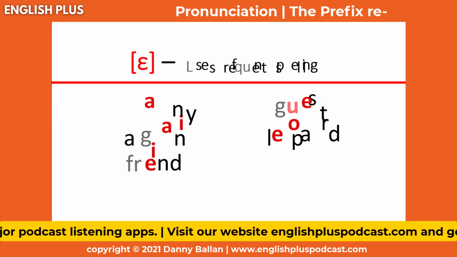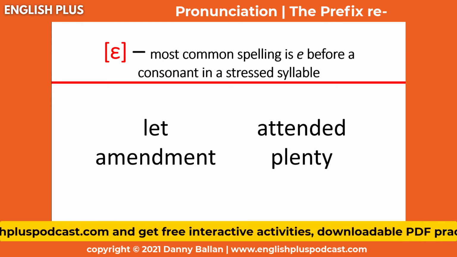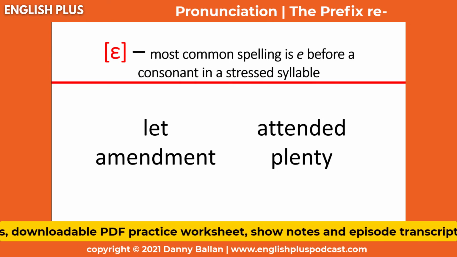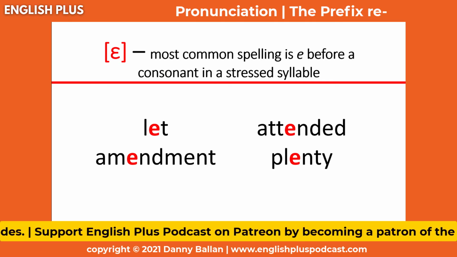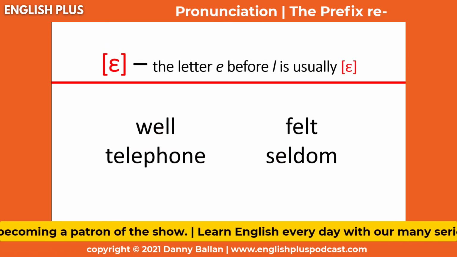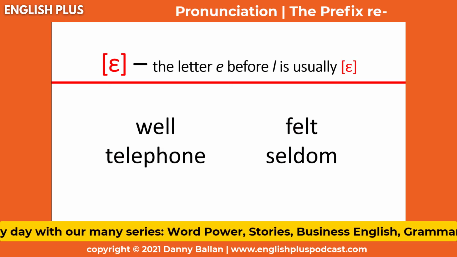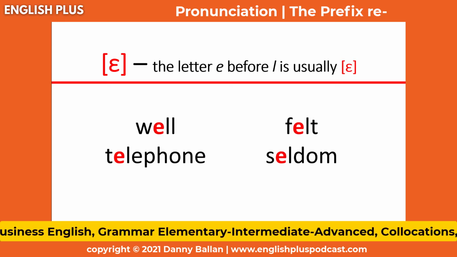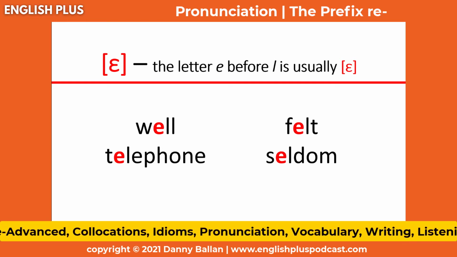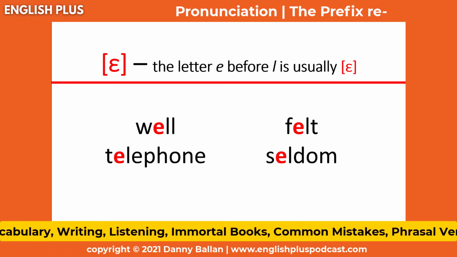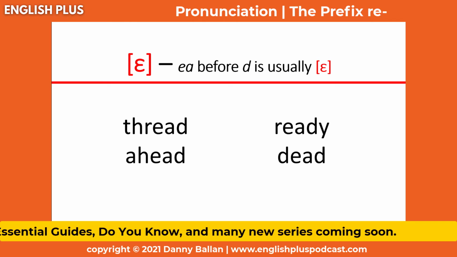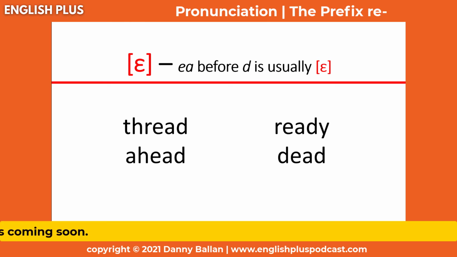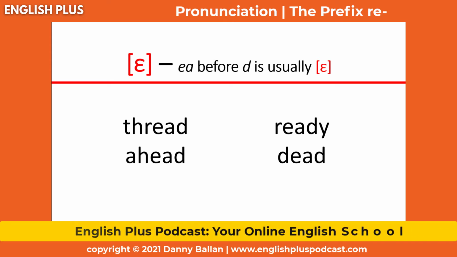And of course, the most common spelling of the sound is the letter E, usually when it comes before a consonant in a stressed syllable, in words like let, amendment, attended, and plenty. And the letter E before L is usually pronounced like this when we say well, telephone, felt, seldom. Now, all of these words have the letter E before L. Now, also, we have the sound spelled as EA, especially and usually when it comes before D. So, when you have the letters EA before D, usually the pronunciation is like this in words like thread, ahead, ready, and dead.